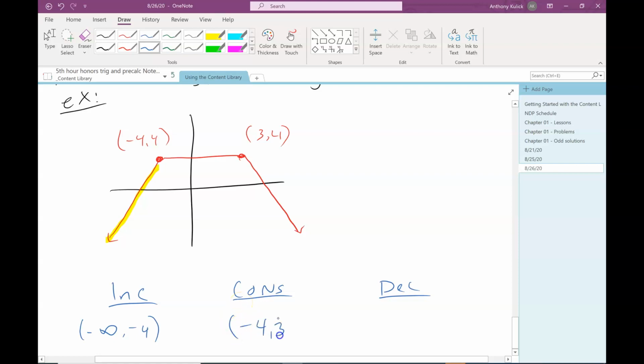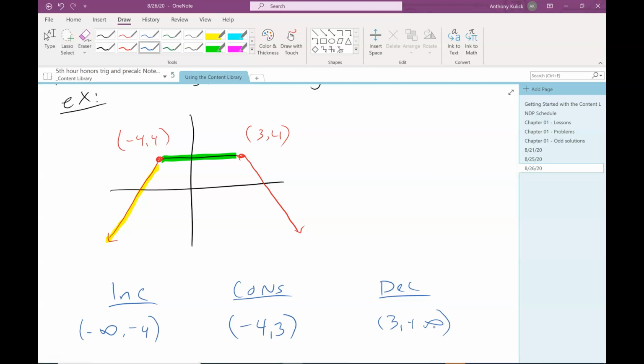Negative 4 to 3. Very good. That middle section here, where the graph is not sloping up or sloping down. And then decreasing is 3 to positive infinity. Remember, you're describing the x-coordinate, not the y.